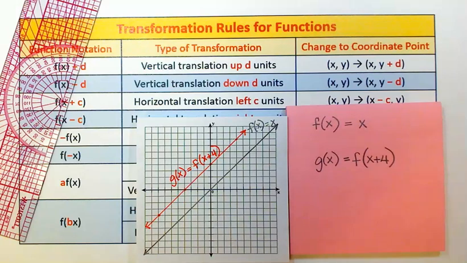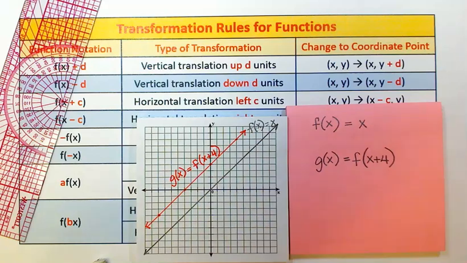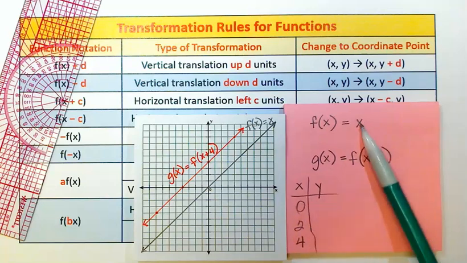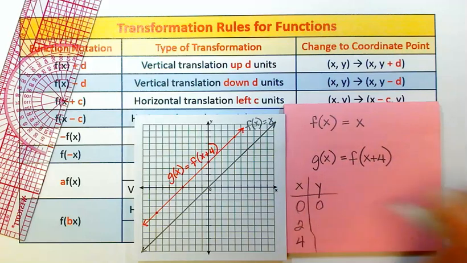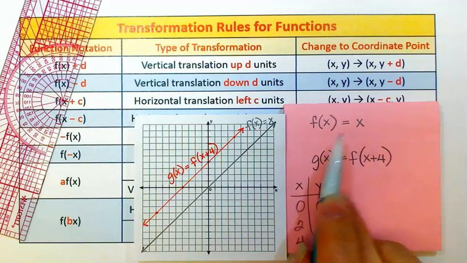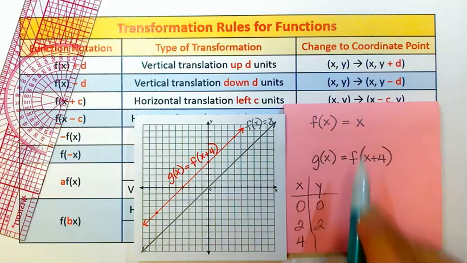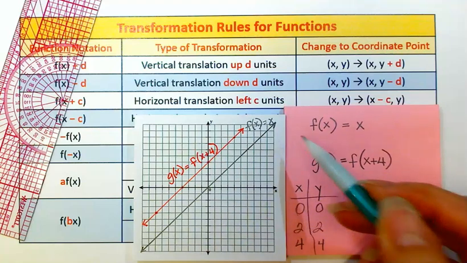if you will bear with me, let me generate a set of x and y values for the original line. When x is 0, f of x, or y, is also 0. When x is 2, f of x, or the y value, is also 2. When x is 4, y is 4. Okay, that creates this line.